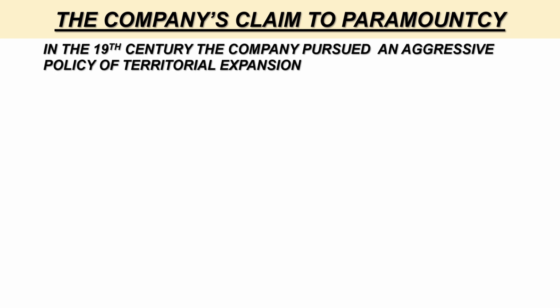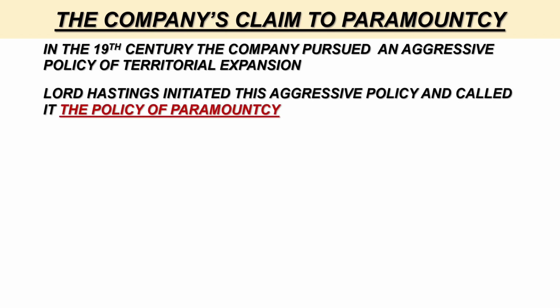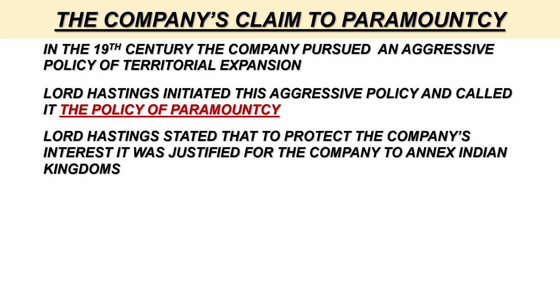The company's claim to paramountcy. In the 19th century, the company pursued an aggressive policy of territorial expansion. Lord Hastings initiated this aggressive policy and called it the policy of paramountcy. What was this policy of paramountcy? This meant that the East India Company's power and authority was supreme or paramount and greater than the Indian states. So Lord Hastings stated that to protect the company's interest, it was justified for the company to annex Indian kingdoms.